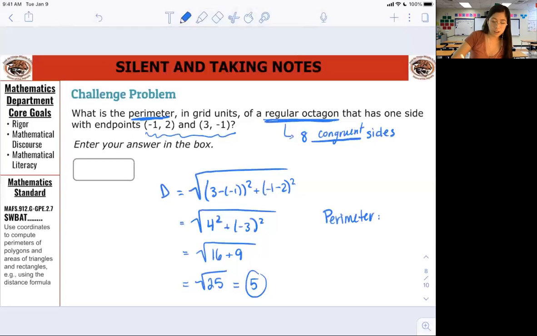since it's an octagon, we're going to do 5 times 8. 40. Quick maths for you. Okay, so that wasn't too bad.